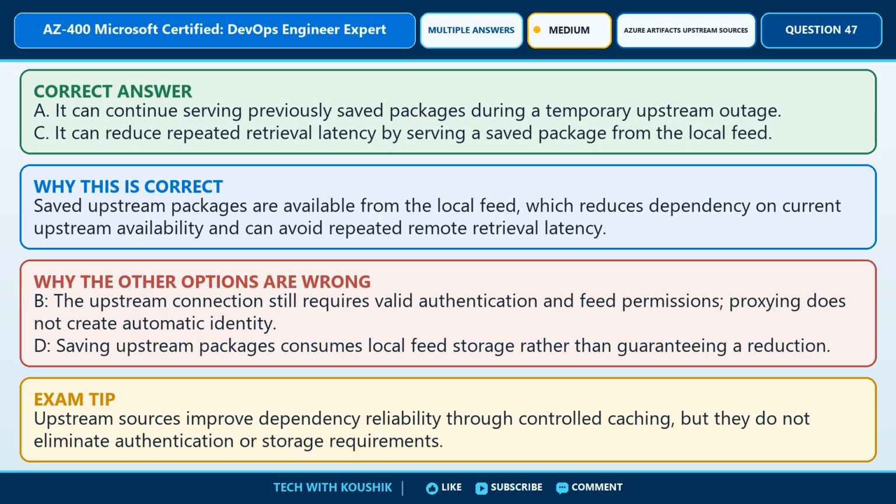Why are the other options not correct? B. The upstream connection still requires valid authentication and feed permissions. Proxying does not create automatic identity. D. Saving upstream packages consumes local feed storage rather than guaranteeing a reduction. Exam tip. Upstream sources improve dependency reliability through controlled caching, but they do not eliminate authentication or storage requirements.